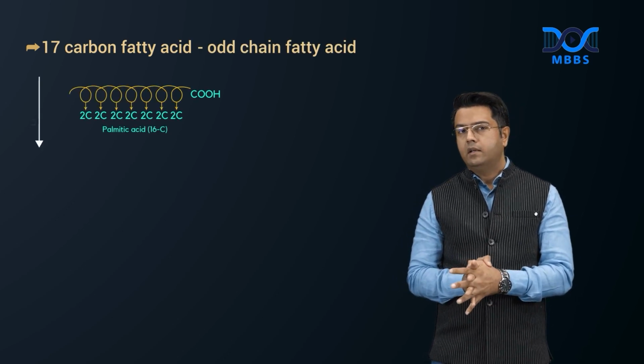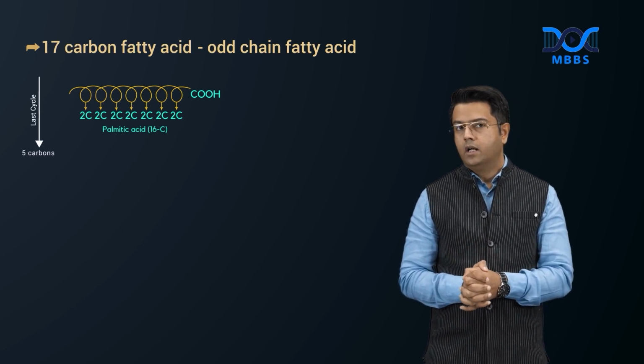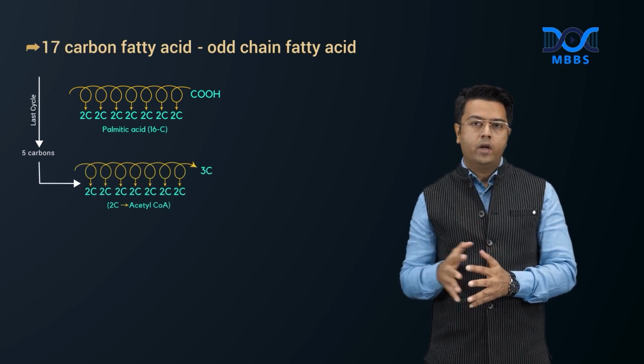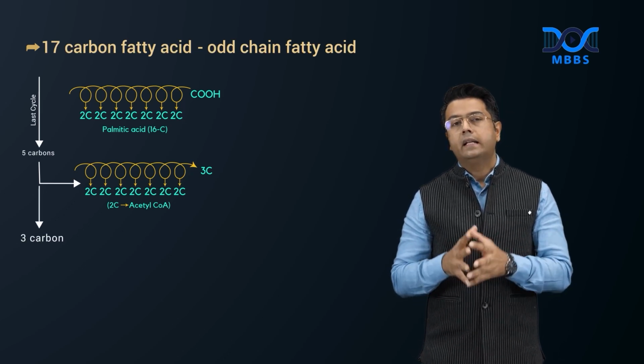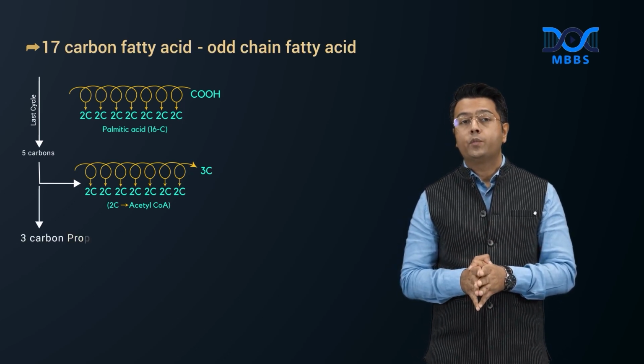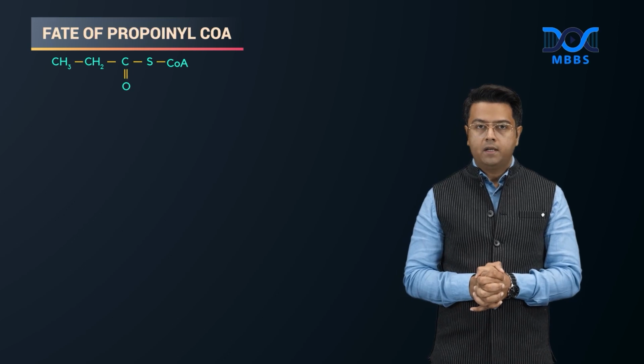So in the last cycle, we will be having 5 carbons instead of 4. So we will get 1 acetyl-CoA out, but 3 carbons will still be remaining. And that 3 carbon, guys, is called propionyl coenzyme A. So what is the fate of this propionyl coenzyme A?